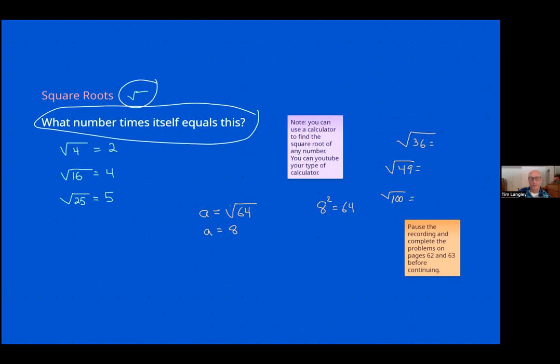5. Okay. Note, you can use a calculator to find the square root of any number, like what's the square root of 13? And that's not a perfect square root because you're going to have decimals in there.